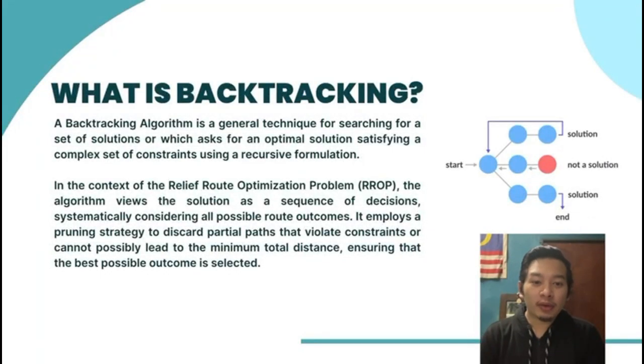I am here today to present the backtracking algorithm. The backtracking algorithm is a powerful technique for solving complex optimization problems by systematically exploring possibilities and pruning non-viable options. The process can be broken down into 4 key components using vessel route optimization as an example.